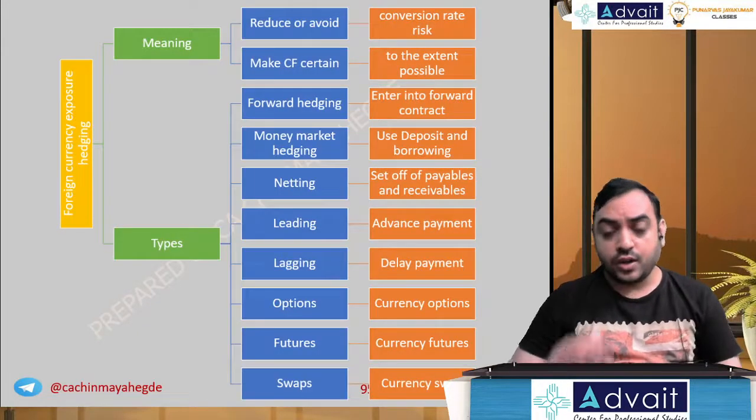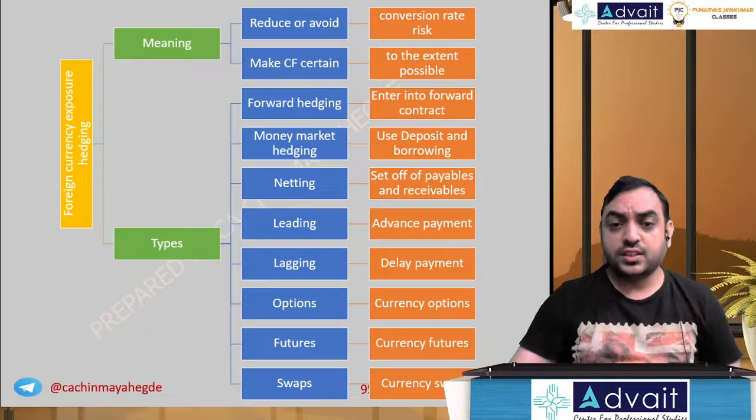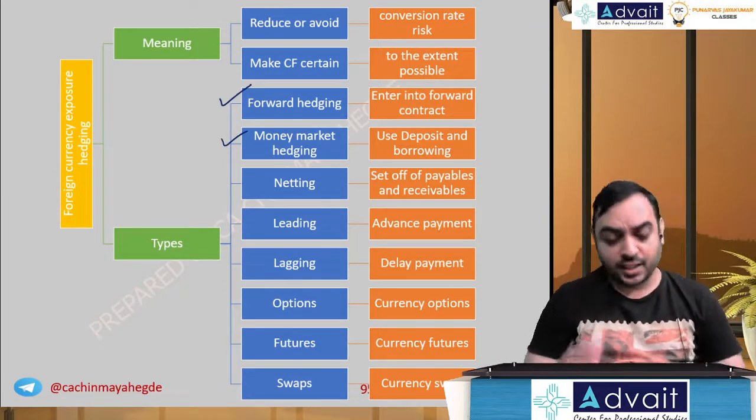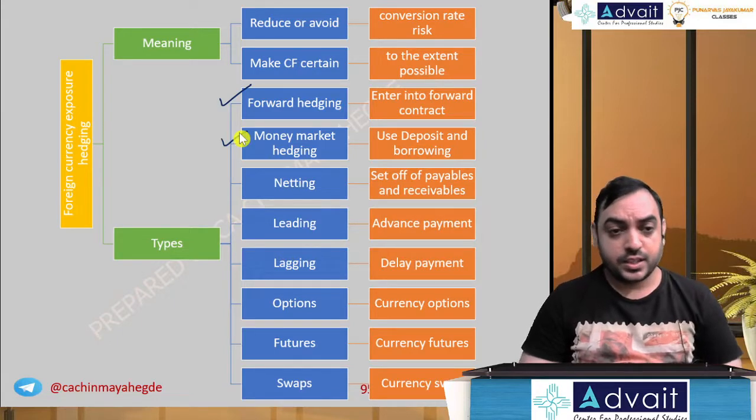Okay. Now, let me try to cover first two things, that is forward hedging and money market hedging, called forward cover and money market cover. Let me explain. Give me a second.